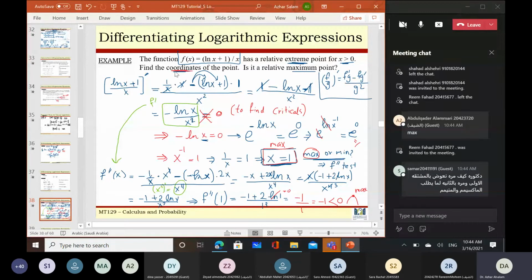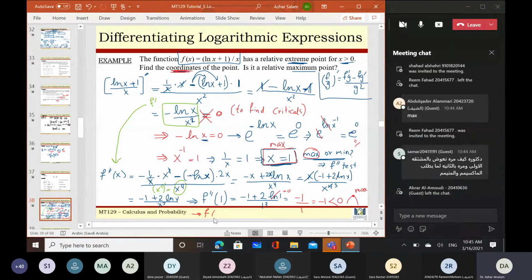I will explain the derivatives now. First I will find the coordinates. I still need the y coordinate for this point. So how do I find the coordinates? I substitute in the original function. To find the coordinate, I substitute in f. Okay, I will find f of 1, which is ln 1 plus 1, sorry here. Yes, ln 1, then plus 1, all divided by 1. It will be 0 plus 1 over 1. It will be, I think it's 1, right?